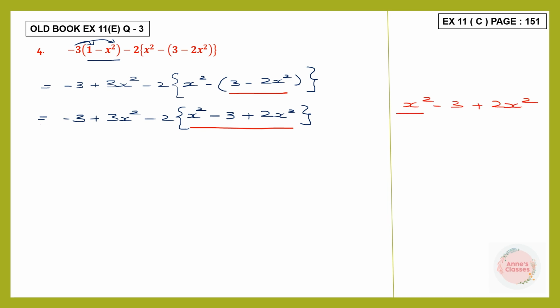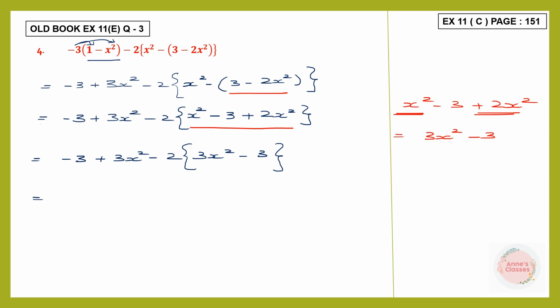So like terms are there, x square and 2x square. When you add it up, you get 3x square minus 3. So now here let's write that inside the brackets. So minus 3 plus 3x square minus 2. I'm going to still put the curly brackets. 3x square minus 3, close the curly brackets. Now we have to remove the curly brackets by multiplying it with minus 2. So each term inside will be multiplied by minus 2.